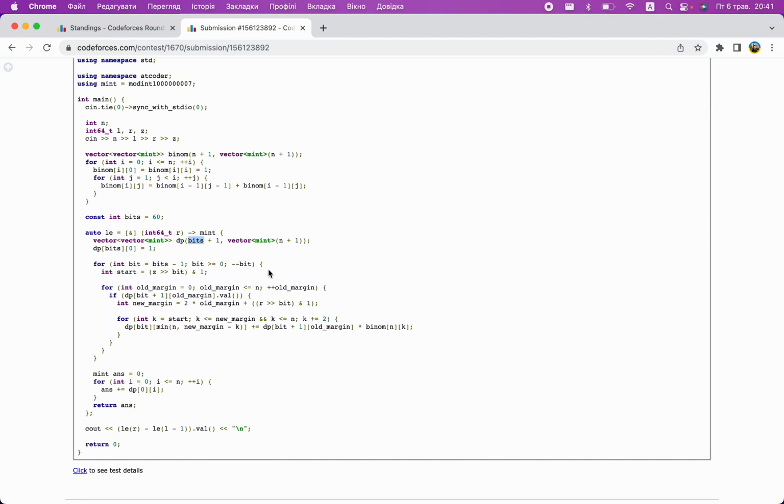It was kind of obvious that you need to do dynamic programming over bits, but the second parameter in contest I got wrong. Luckily, I was able to fix it shortly afterwards. So what we do is the second parameter will be margin. That is how much smaller than r we currently are.